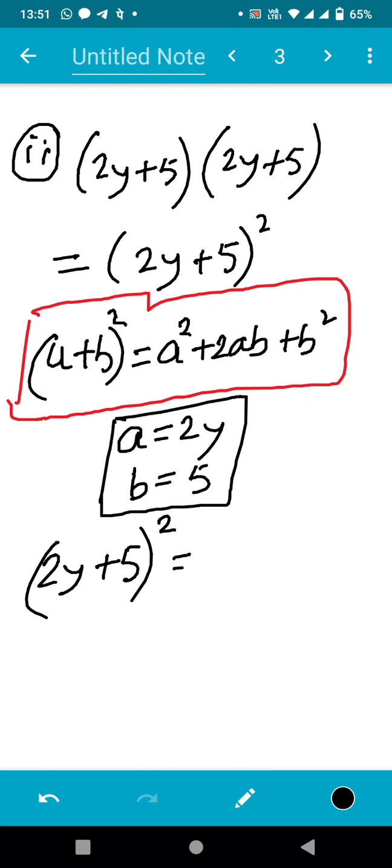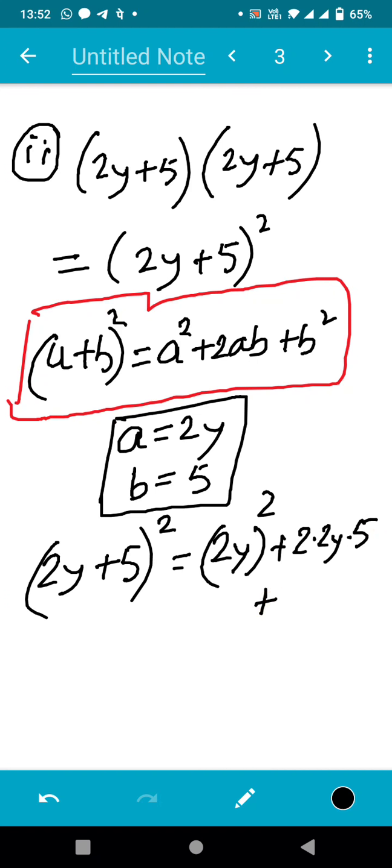What is the first thing that we have to write? A square. That means what is there in the place of a? It is 2y. So 2y whole square plus 2 into a into b, that is 2 dot 2y dot, what is there in place of b? It is 5, and then at last we have to write b square, that is 5 square.